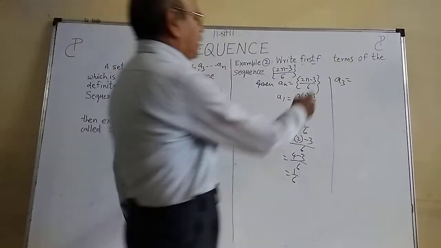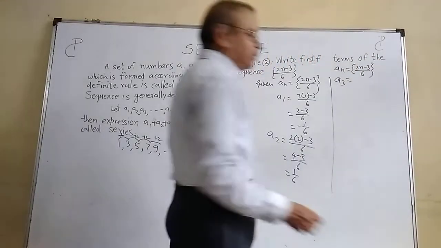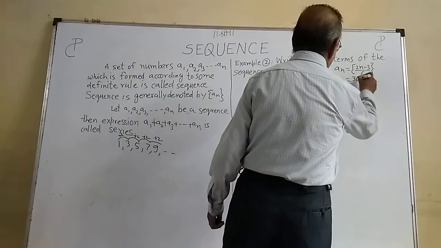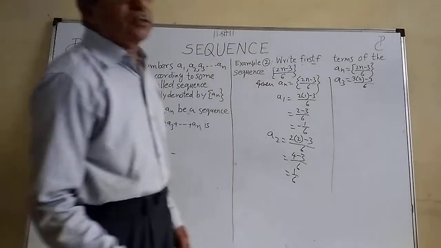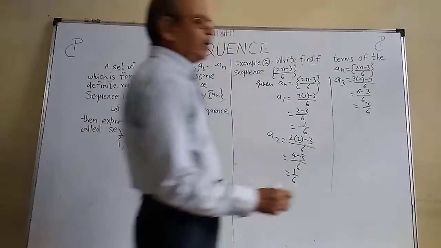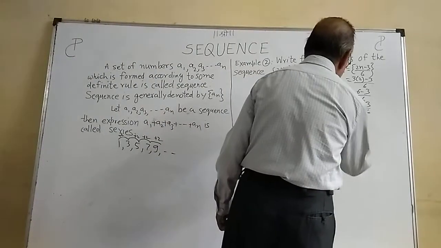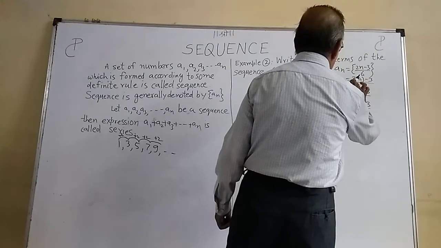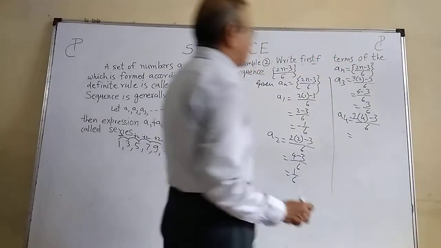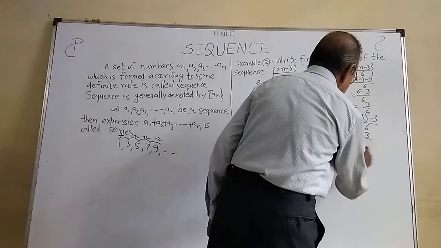is equal to, and here it is given that this is the sequence, and with the help of this sequence I find the values of the terms. So 3 into 2 minus 3 upon 6 is equal to 6 minus 3, which is 3 by 6, and this 3 by 6 we can also write as 1 by 2. And a4, that is n is equal to 4. So 2 into 4, 8 minus 3 upon 6 is equal to 5 by 6.